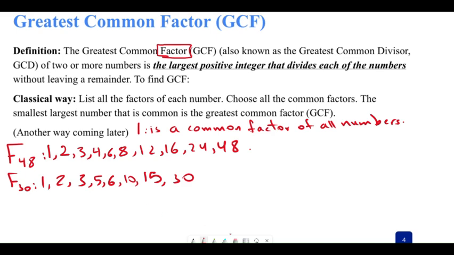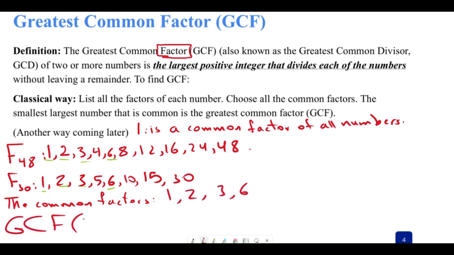Now, if I look at 30 and 48, I see that 1 is a common factor for both. 2 is a common factor. 3 is a common factor. 6 is a common factor, and that's it. So, the common factors are 1, 2, 3, 6. Among these, the greatest common factor of 30 and 48 is the number 6. This means 30 and 48 are both divisible by 6, and it's the largest number they are both divisible by. That's it for the greatest common factor.